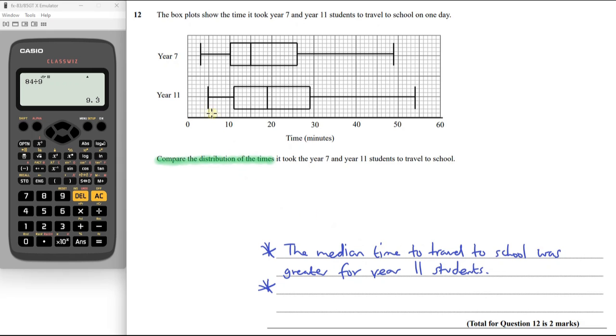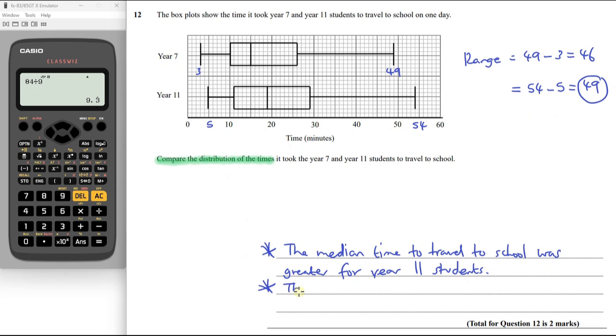Now my second point, I'm going to use the range. Let's work out which range was bigger. Each of these small squares is just 1. So this is 3, and the maximum value is 49 for Year 7 and 54 for Year 11. So the range is 49 minus 3, which is 46. For the Year 11 students, it's 54 minus 5, which is 49. So 49 is bigger, so it's also bigger for the Year 11 students.